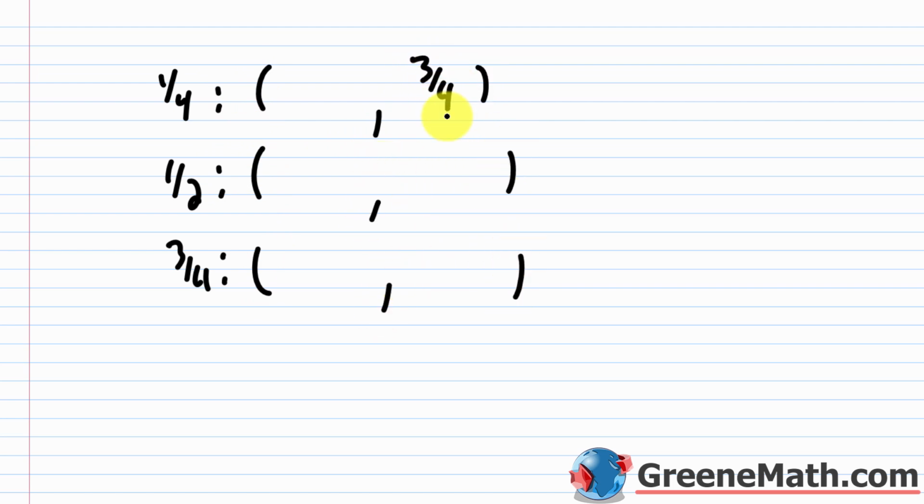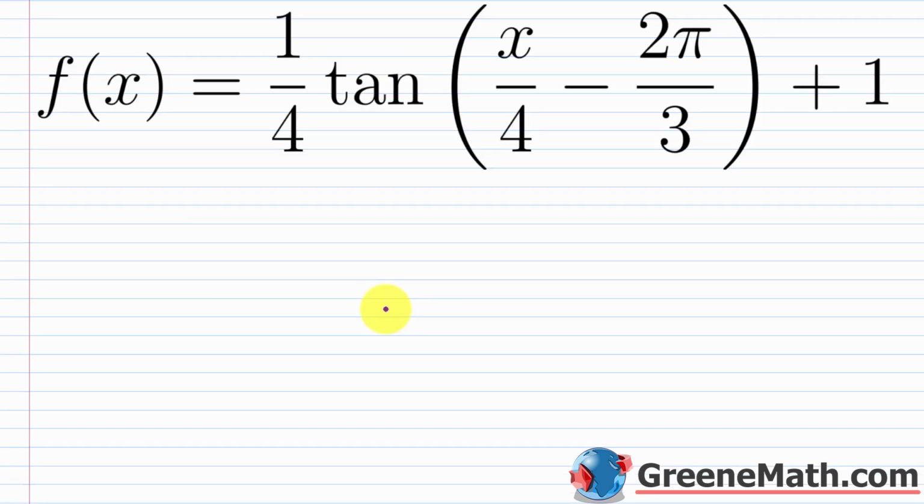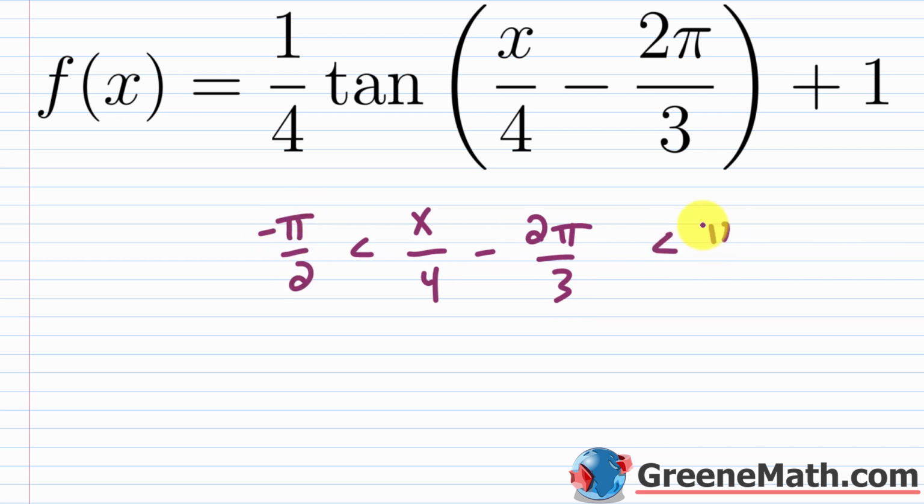So this is 3/4, 1, and 5/4. Let me make that better. Okay, so now we just need the x values. To do that, I'm going to go x over 4 minus 2 pi over 3 is greater than -pi over 2 and less than pi over 2.